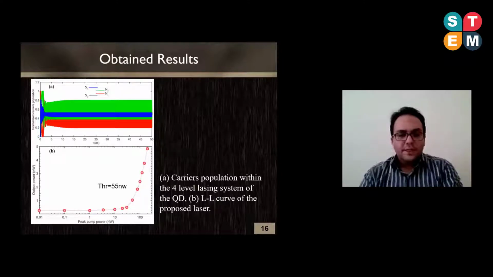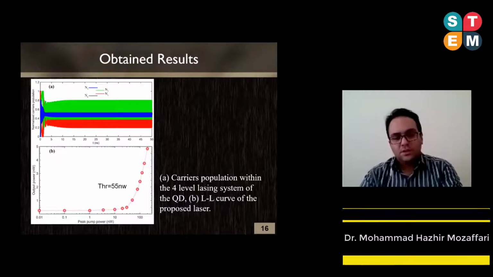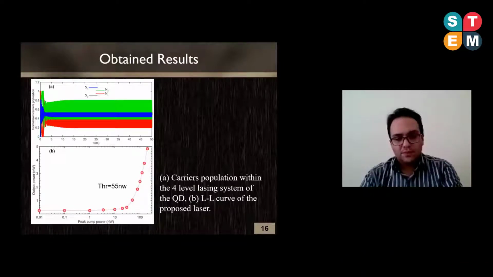One of the important lasing properties is the plot of the input power versus the output power, or the threshold curve, which has been calculated for the proposed laser by an FDTD simulation. You can see this plot in part B, and as seen in this figure, at a threshold power of about 55 nanowatts, the population inversion occurs and lasing in a single quantum dot takes place.